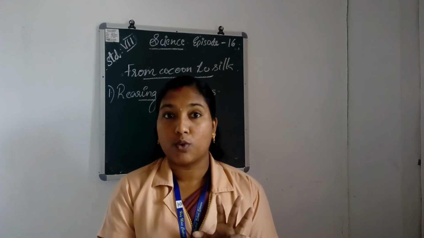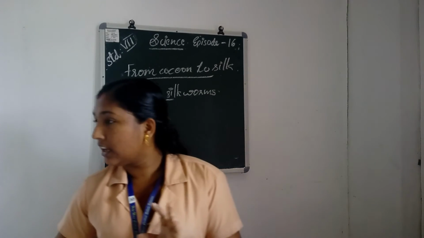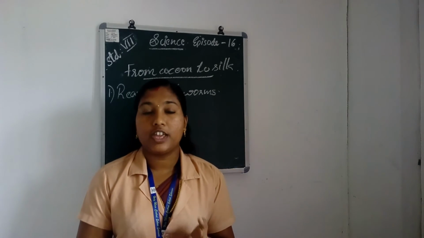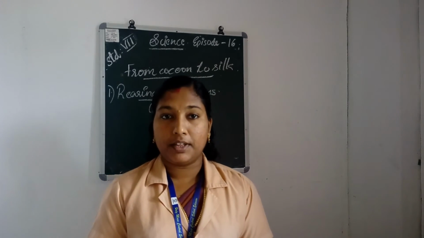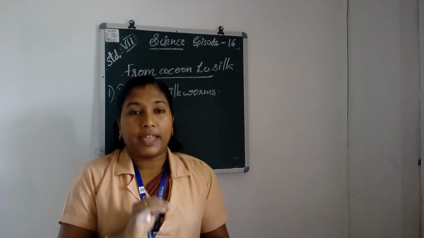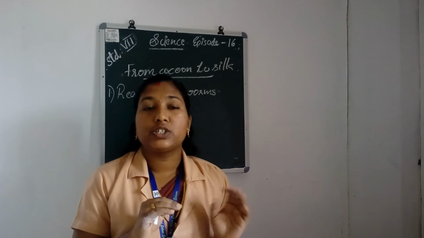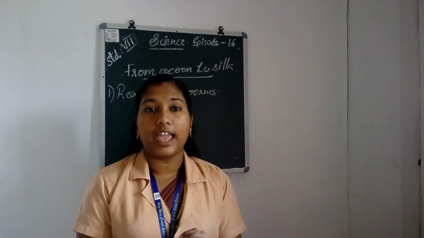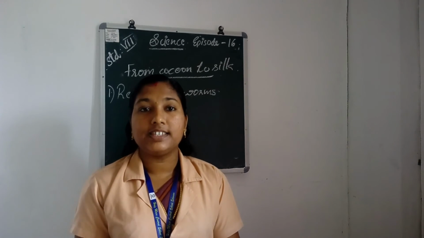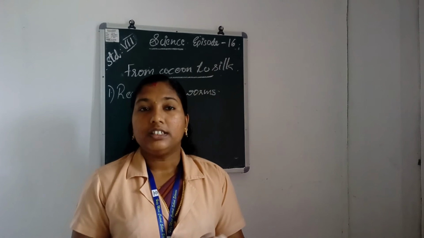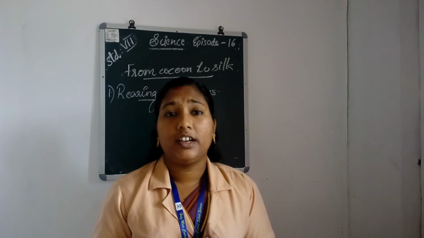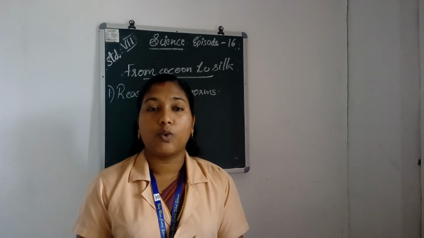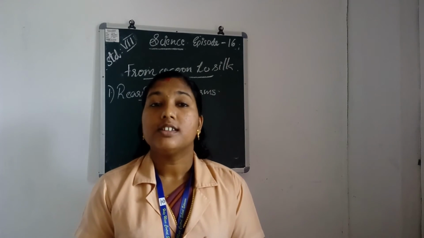Then what we learn in from cocoon to silk, we learn about rearing silkworms. First of all, the female silkworm lays eggs on the mulberry leaves. Then they are collected in a paper or a cloth. Then they are sold to the silkworm farmers. The silkworm farmers keep the eggs under suitable hygienic temperature and humidity. Then the eggs are hatched under suitable temperature, and the hatched eggs are called larvae. Those larvae are also called silkworms.